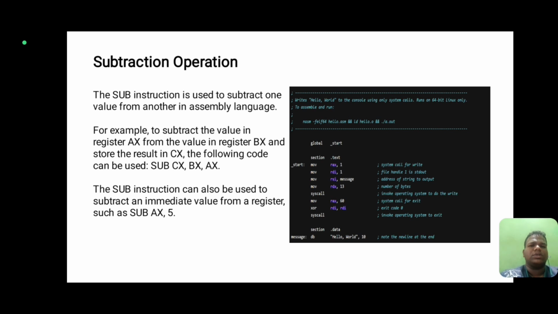Subtraction operation. The SUB instruction is used to subtract one value from another in assembly language. For example, to subtract the value in register AX from the value of register BX and store the result in CX. The SUB instruction can also be used to subtract an immediate value from a register, such as SUB AX, 5.